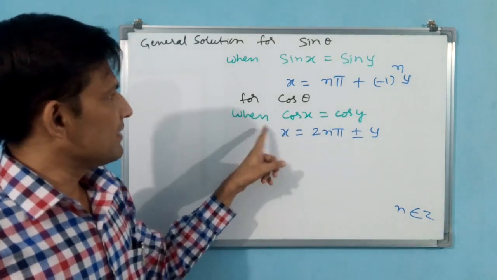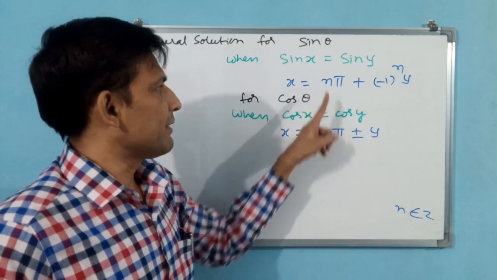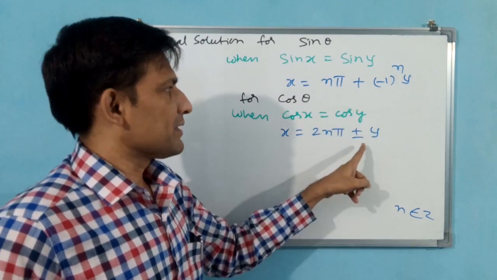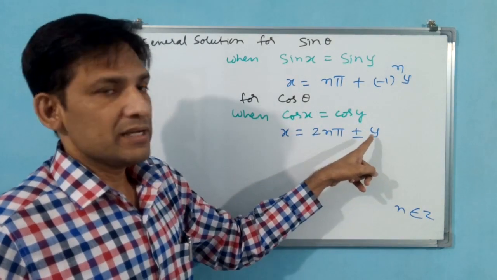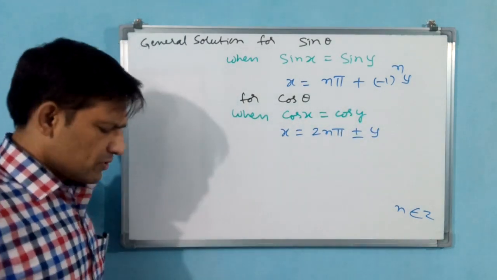But for cos x is equal to cos y, x is equal to 2n pi plus or minus y. Here n pi, here 2n pi. Here plus or minus y. Okay? Complexity is not there. Tan theta is more simpler than this one.